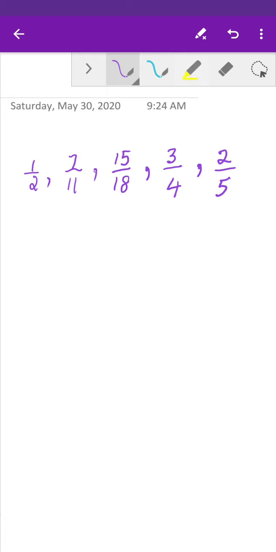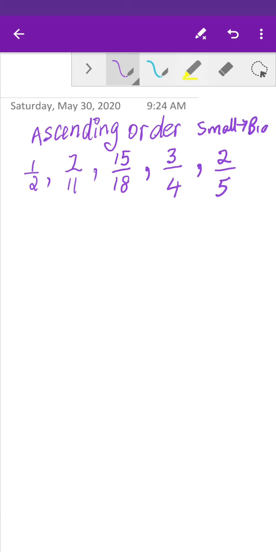If we have to arrange them in ascending order, be careful. Ascending is smallest to biggest. If you make a mistake and put it biggest to smallest, you won't get the answer correct. So ascending order, I'll put small to big.